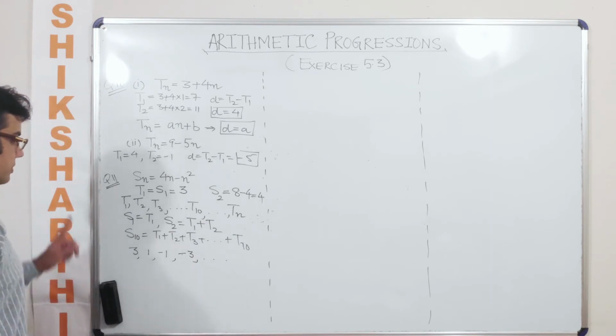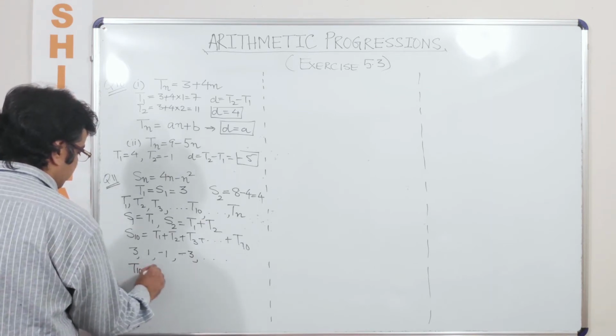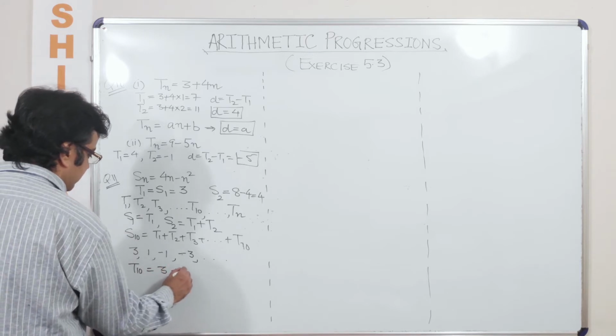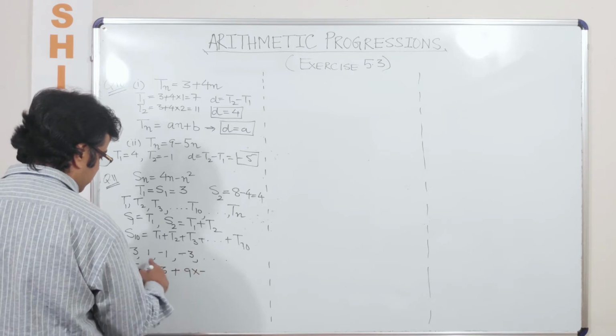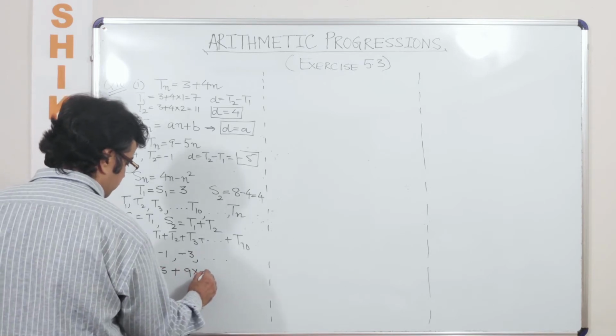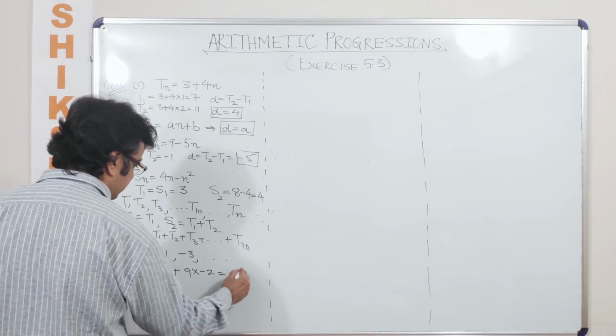So can you find out the 10th term here? Yes, you can. The 10th term here would be the first term plus n minus 1, which is 10 minus 1, which is 9, into the common difference, which is minus 2, and this comes out to be minus 18 plus 3, which is minus 15.